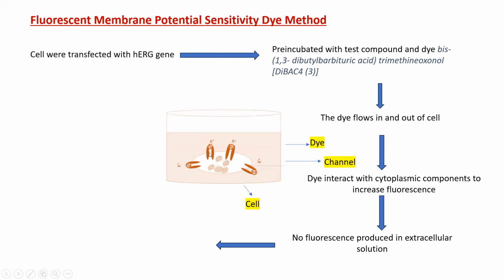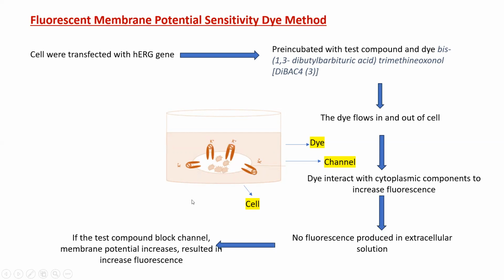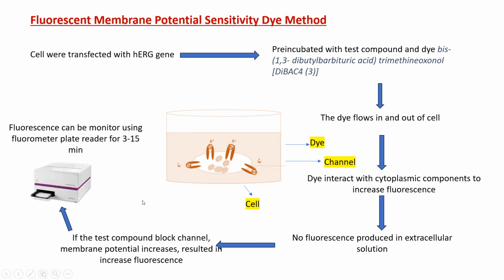Here these are the test drugs. If they have the capacity to bind the hERG channel, then they block this channel and the membrane potential increases. Because of this, there is an increase in the fluorescence level. It can be observed using a fluorometer plate reader for 3 to 15 minutes. So this is the first test, the fluorescent membrane potential sensitive dye method.